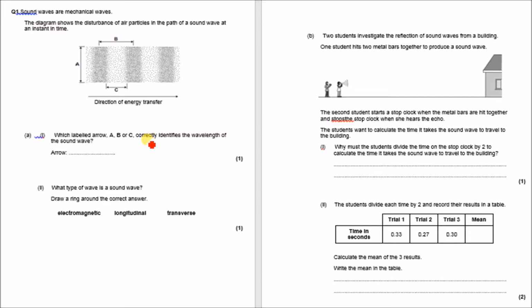Well, it has to be from the same identical point. So in the center here is the center of a compression, and this is the center of the next compression, so that is the wavelength. So the wavelength is from one compression to the next.